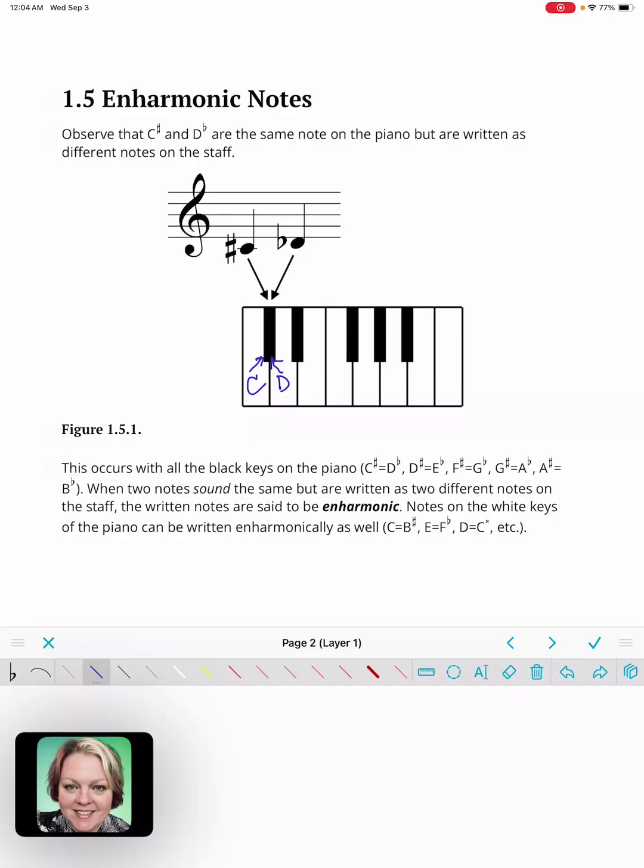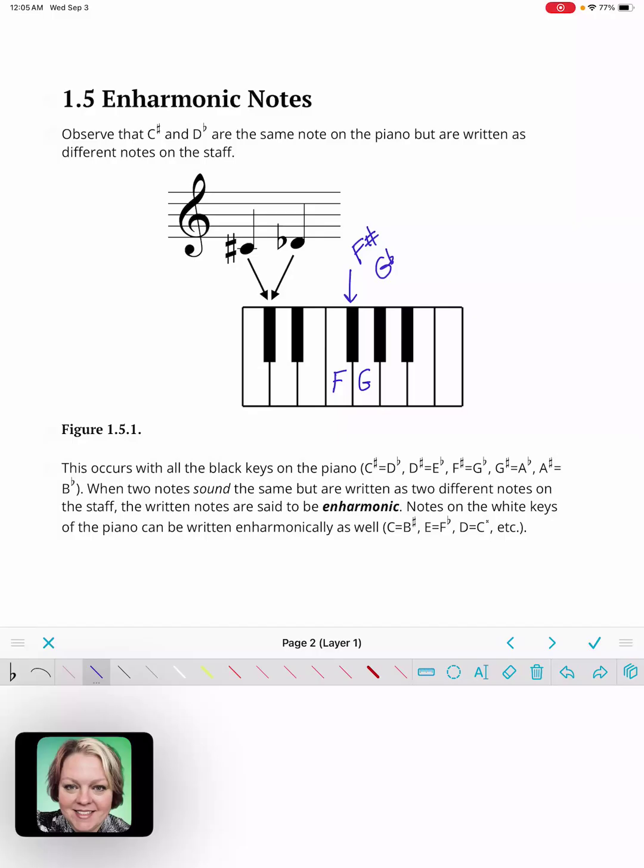And I know some people are like, oh my gosh, this is going to be hard. Don't make it harder than it is. I'm going to go over and I'm going to write in a different spot. There's an F here. There's a G there. This black note that is between them is to the right of F, so it could be called F sharp. But it's also to the left of the G, so it could be called G flat.